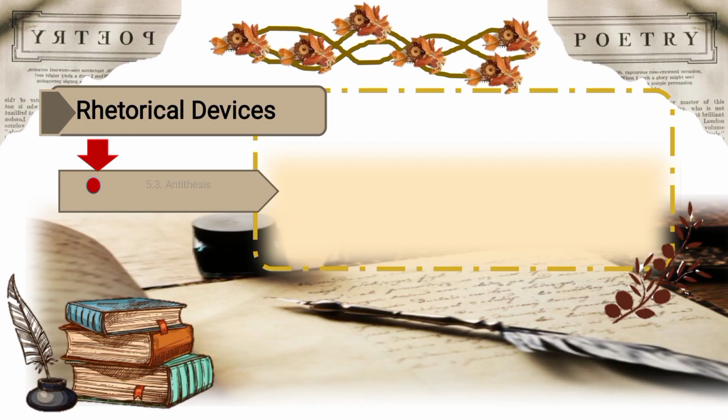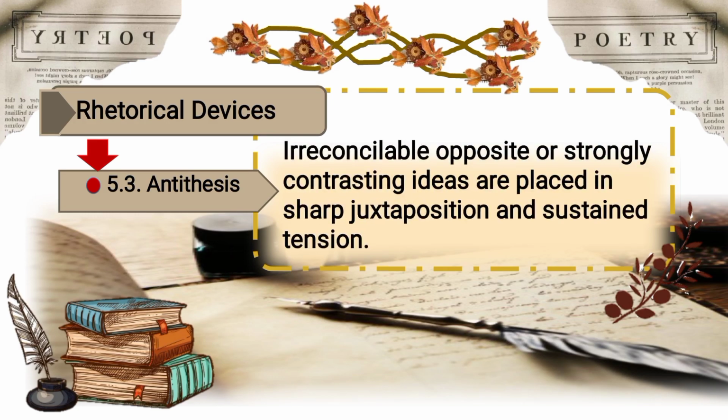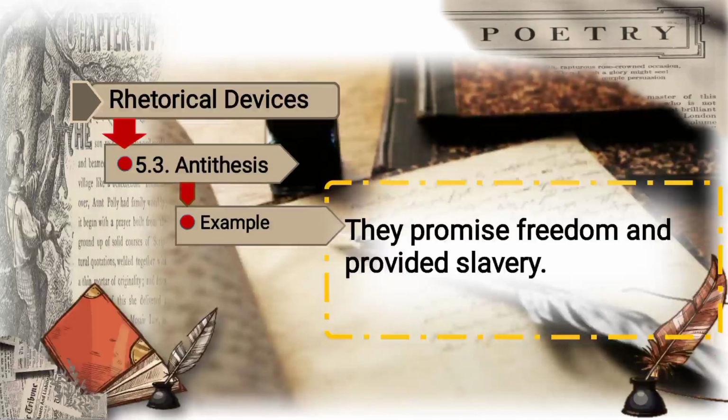Another is the antithesis. It is when irreconcilable opposites or strongly contrasting ideas are placed in sharp juxtaposition and sustained tension. The opposing clauses, phrases, or sentences are often roughly equal in length and balanced in parallel grammatical structures. Like for example, "They promised freedom and provided slavery."